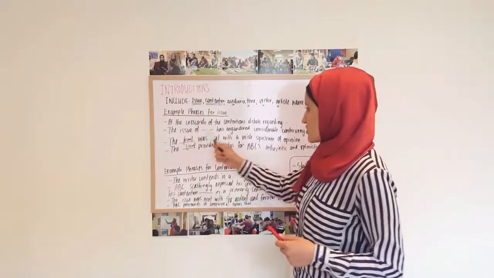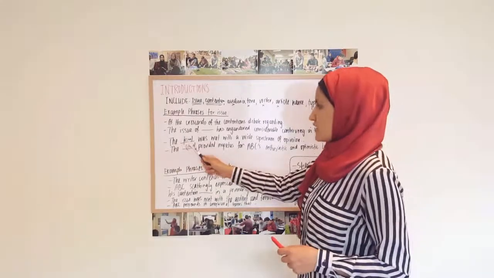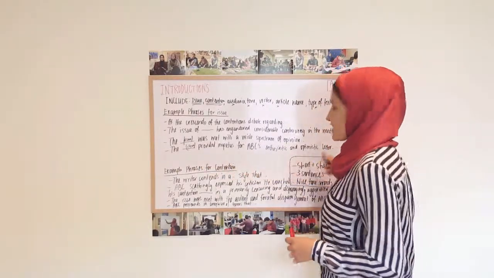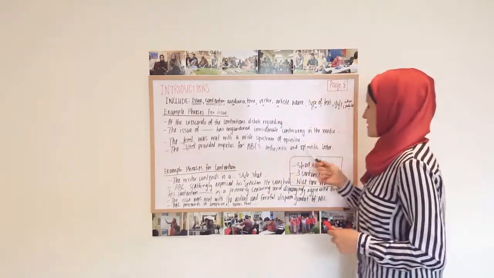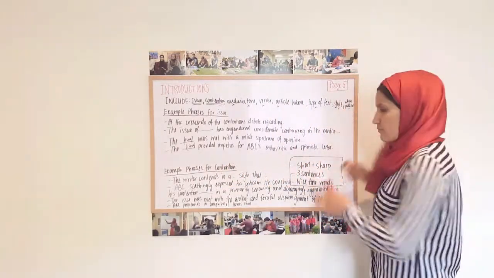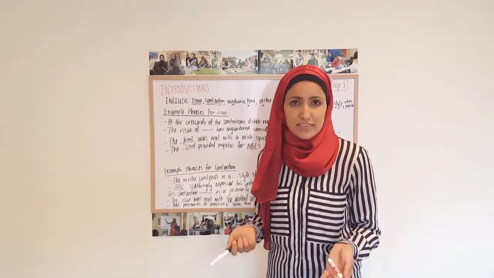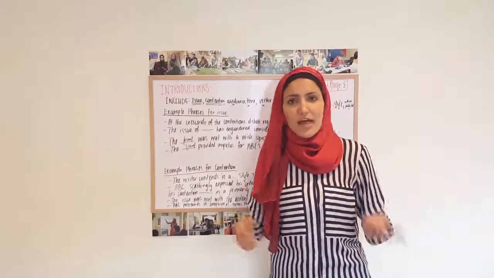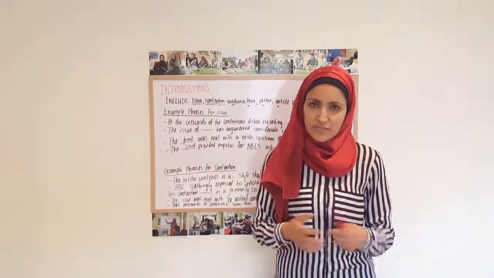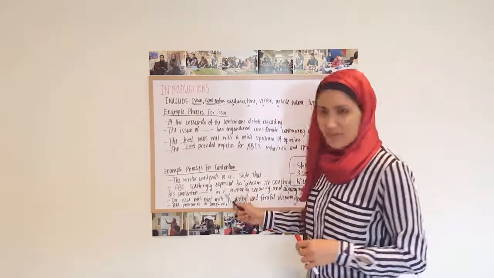The issue of abortion has engendered considerable controversy in the media, blah blah blah. The issue was met with a wide spectrum of opinion, that blah blah blah. The issue provided impetus for ABC's enthusiastic and optimistic letter, blah blah blah. So these are example phrases of how you can identify the issue. Anytime you find a word that you like, just add it to your list and try to use it in your language analysis essays.